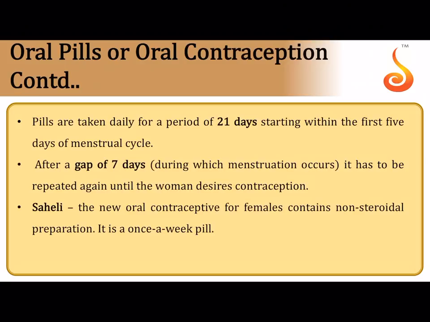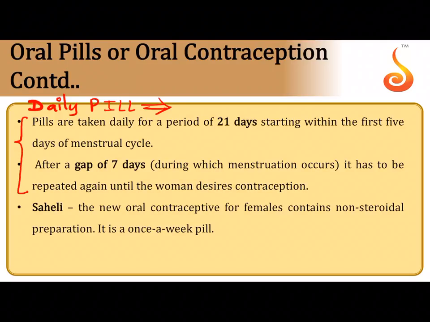Generally, there are two types of pill. The first one that we are going to talk about is called the daily pill, and the second one is the once a week pill. So two types of pill are mentioned in the NCERT. One is referred to as the daily pill that needs to be taken every single day. For how long? For a period of 21 days. Starting within the first 5 days of her menstrual cycle.